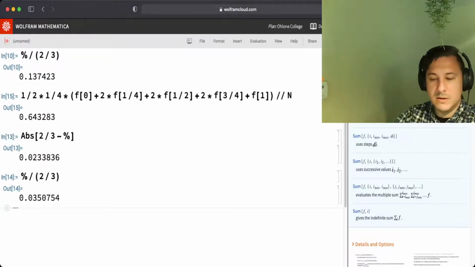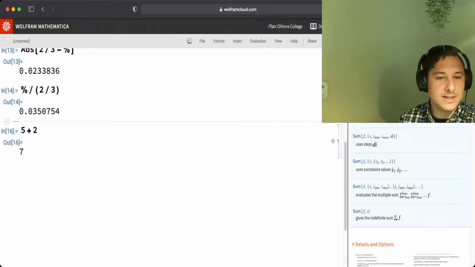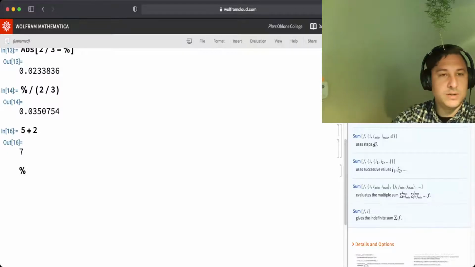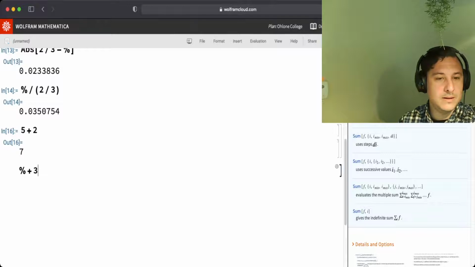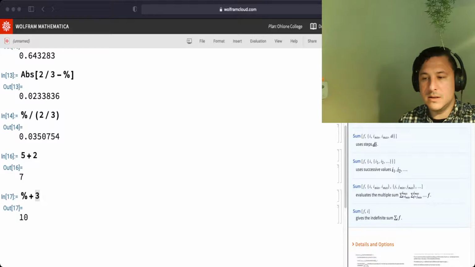Let's say I do 5 plus 2. What does 5 plus 2 give me? 7. Now let's say I want to do something to that 7. I could just put the percent sign and then plus 3. See how it gives me 10 now? So I calculated 5 plus 2, it gave me 7. Now I took that 7 and added 3 to it. It's like the answer key on my calculator. Is that familiar to people? Have we used that feature before? It's really useful for calculating stuff.